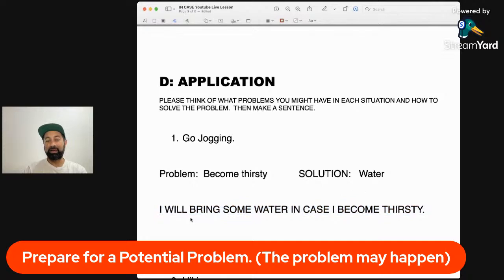Now, don't forget, you need to put a verb in your sentence. Water is only a noun, so it needs a verb. I will bring some water in case I become thirsty.